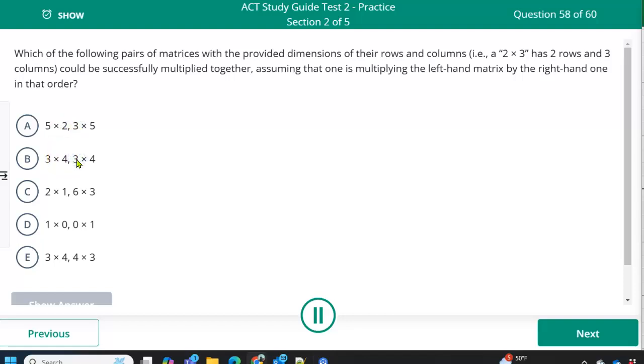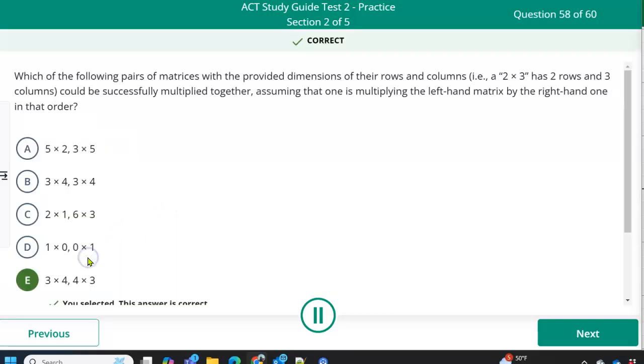4 and 3 on B, they don't match. 1 and 6, they don't match. 0 and 0, well, they match, but a matrix can't have a dimension of 0. 4 and 4, that's a match, so we're going to have to go with E.